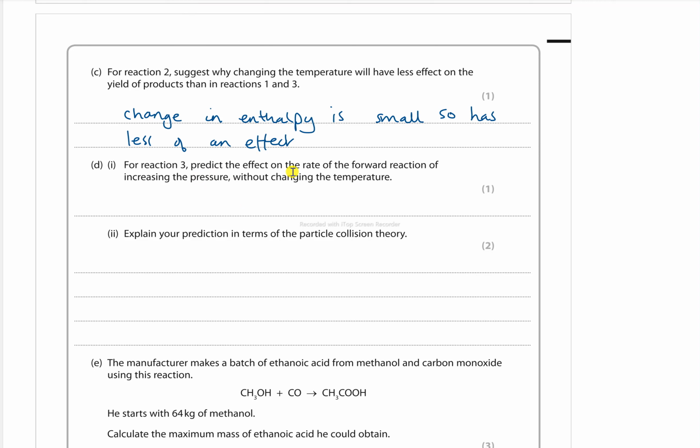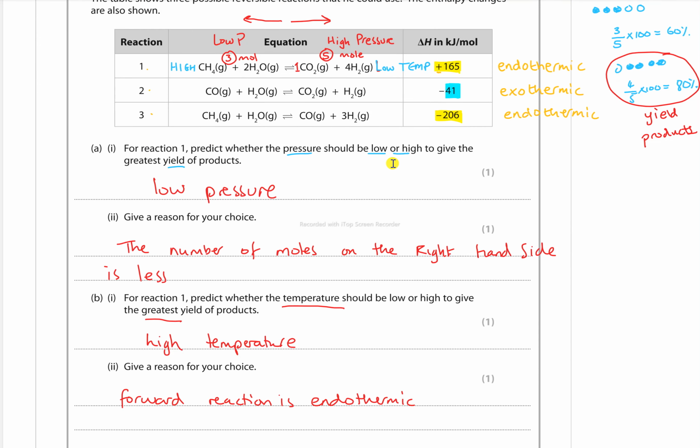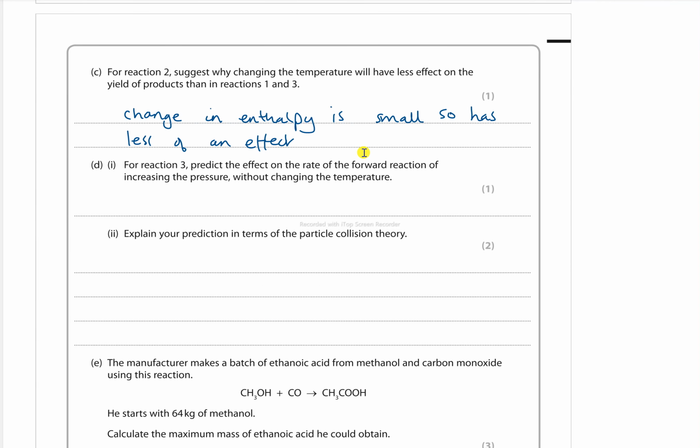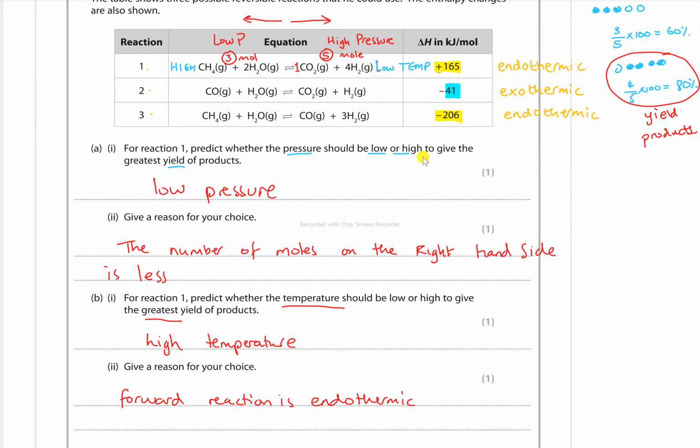For reaction 3, predict the effect on the rate of forward reaction by increasing pressure. Let's focus on reaction 3. So we draw a line down here. We count up the number of molecules or moles. 1, 2. So we've got 2 here. We've got 1 plus 3 is 4. So this is the high pressure side, and this is the low pressure side.